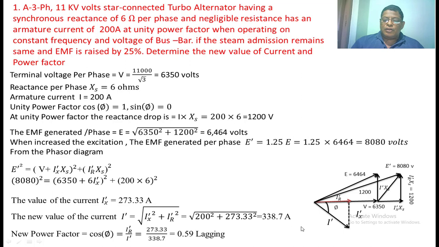Now you have to find the new value of the reactive current. If you solve this equation, we get I X dash equal to 273.33 amperes. Once we know the reactive current and the active current, the phasor sum of these two is the new value of the current, I dash equals square root of I X dash square plus I R dash square. Substituting all the values, we get 338.7 amperes. The new power factor, cos phi, equals this current divided by this current. From the phasor diagram, you can see easily that it is 0.59 lagging.